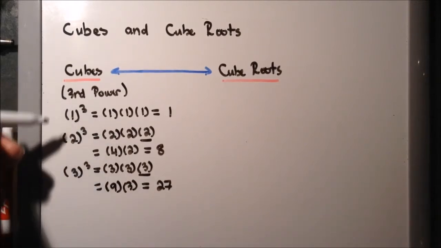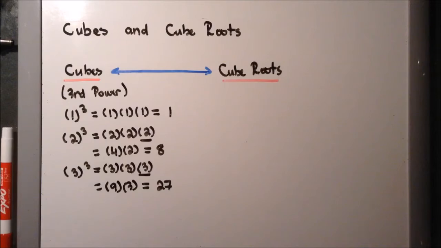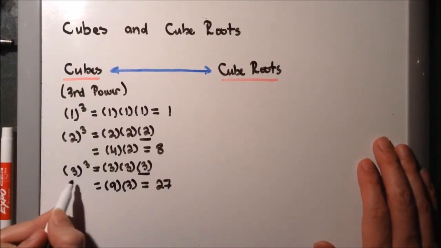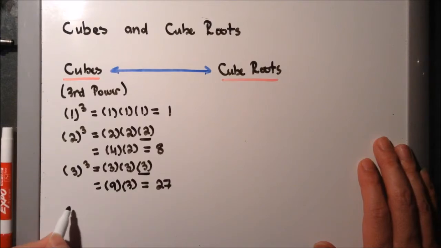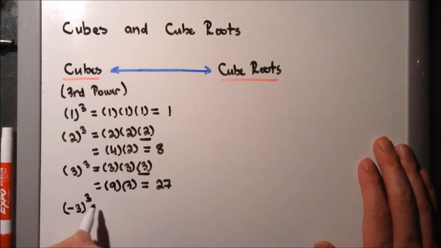Now, in the first 3 examples I used positive numbers, but what happens if I use a negative number? So let's say instead of positive 3, I use negative 3. See how I wrote it in parentheses with the exponent outside? Whenever you have an exponent and there are parentheses on the base, that means I'm multiplying it by itself 3 times. So since it's negative 3, it will multiply itself 3 times.